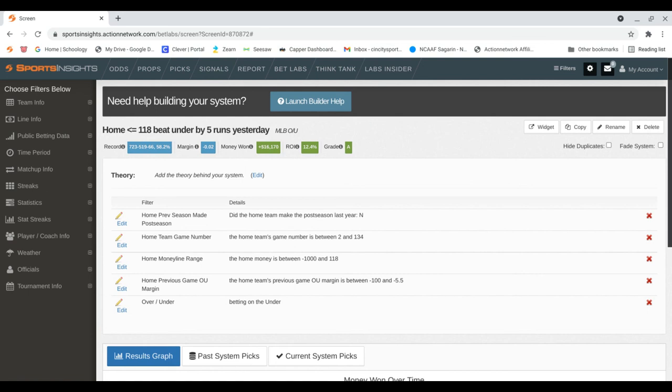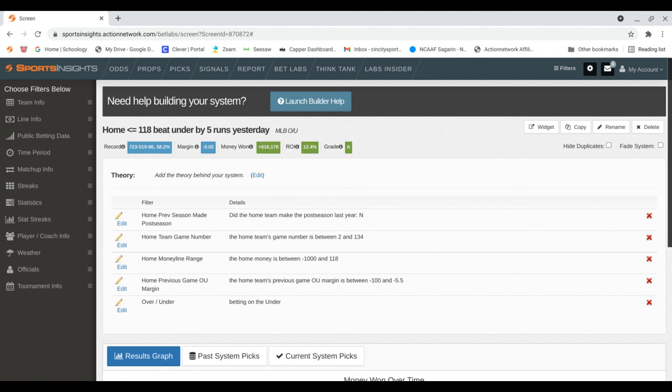Since 2005, we have over 1,300 games that fit this system with a win rate of 58.2% and a dynamite ROI of 12.4%. Tonight, this system applies to the Braves and Mets under 7.